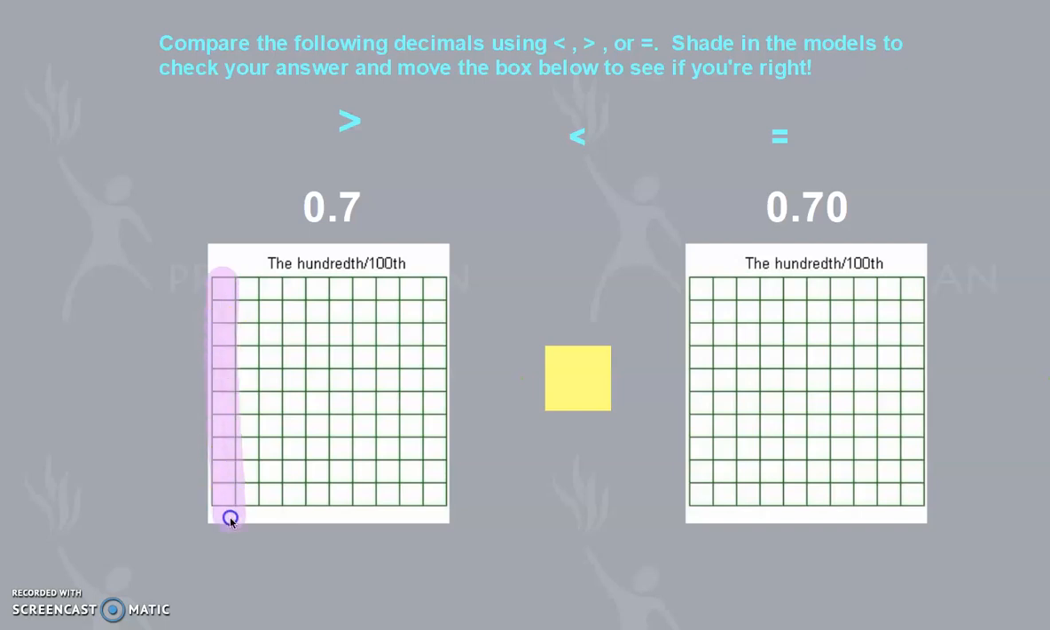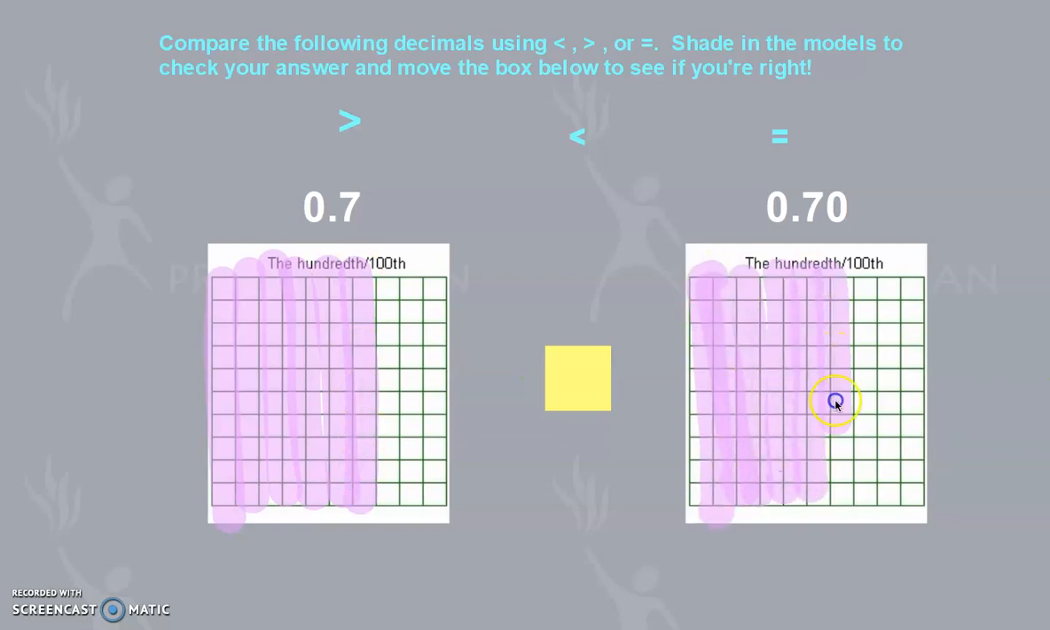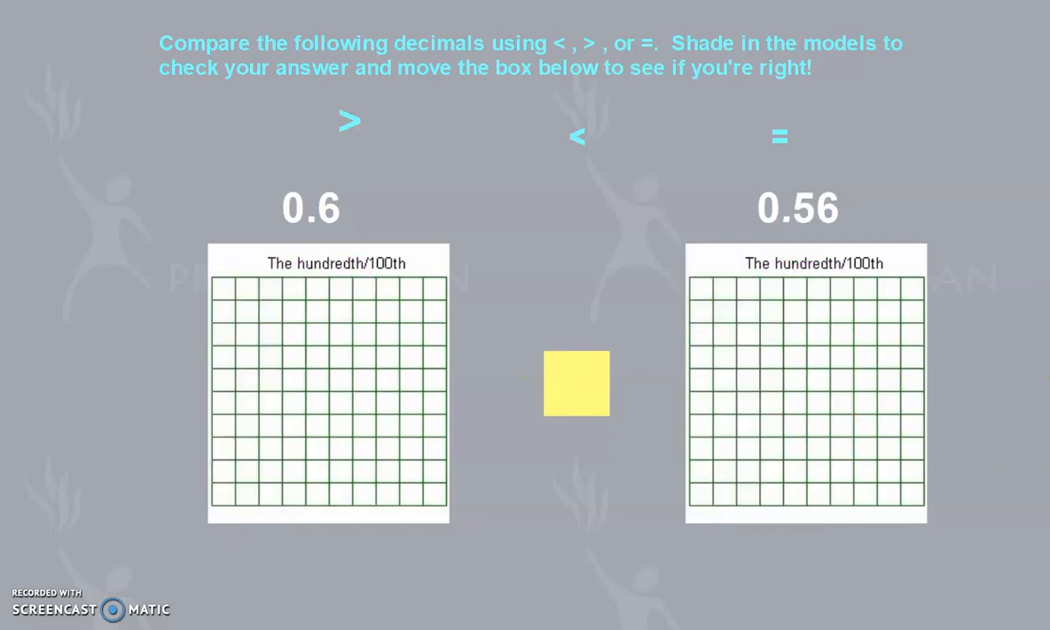If I draw 7 tenths, or 7 dimes, that's 70 cents. Oh, and look at that, 70 out of 100, 70 hundredths. They are equal. Try this one, write it down, and see if you can get the correct answer. That's 6 tenths, right behind the decimal. And this is 56 hundredths.